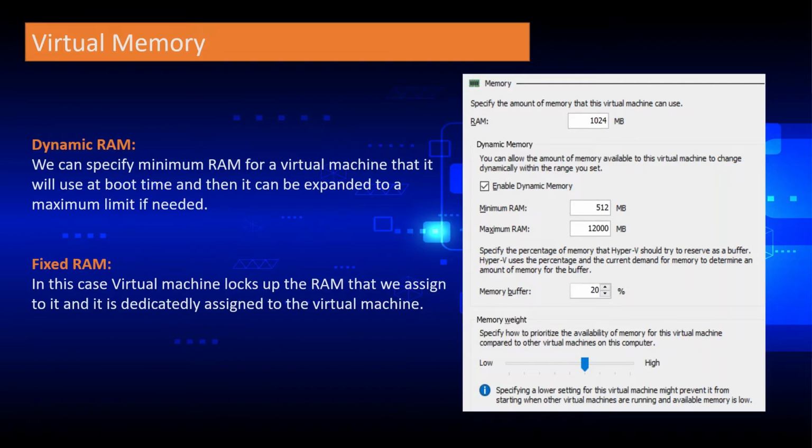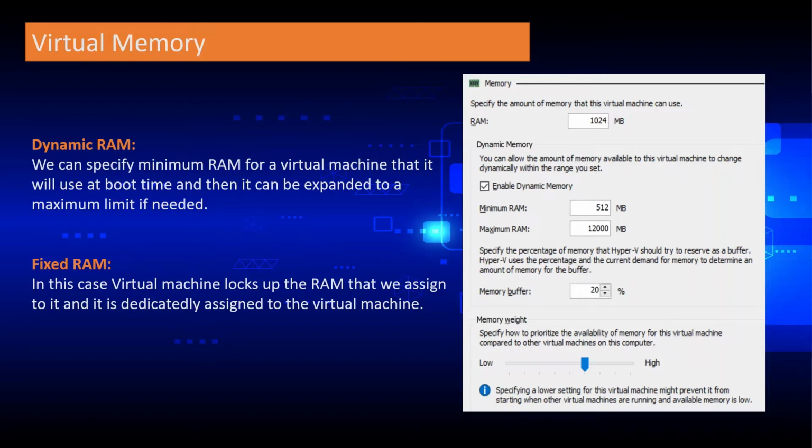Just like we have physical RAM in physical computers, we have virtual memory in virtual machines. We divide virtual memory into two parts, dynamic RAM and fixed RAM. In dynamic RAM, we can define minimum and maximum RAM limits. In this picture, as you can see, we have defined 512 MB as the minimum RAM for this virtual machine and 12 GB as the maximum RAM.